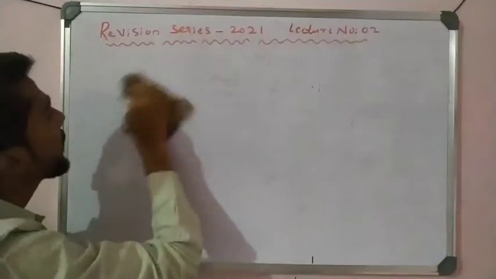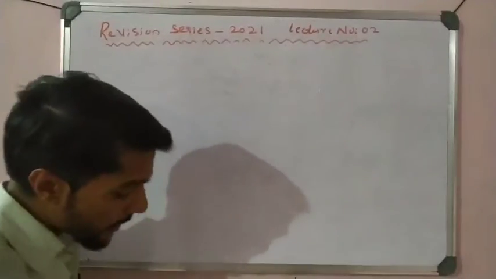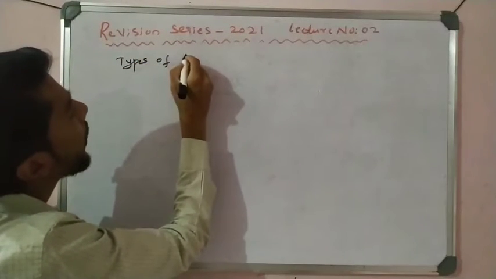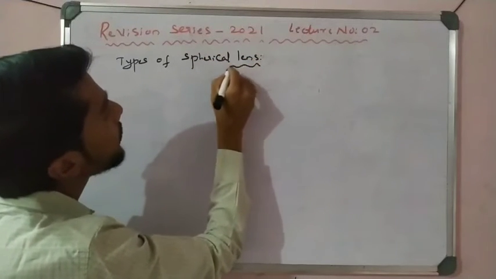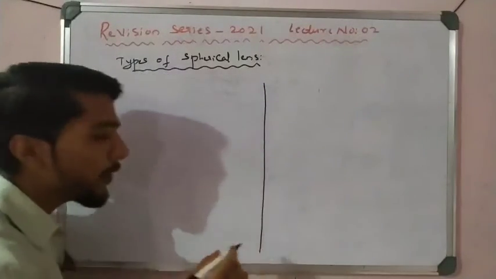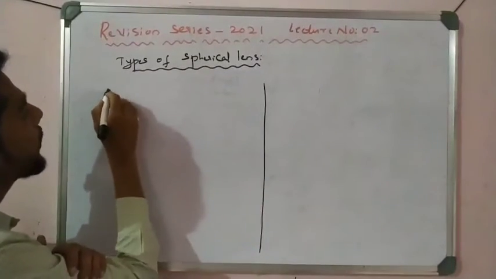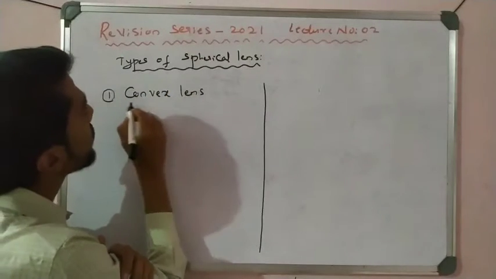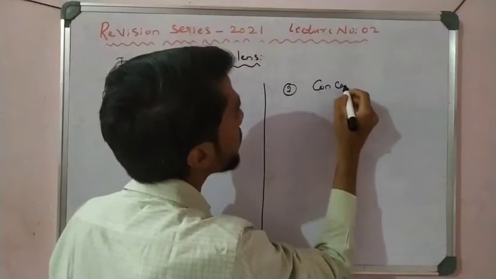There is more chance that they ask this in the examination: what are the types of spherical lens? I can make a column, so that we get both the definition and the difference. Number one, I take the convex lens on one side, and on the other side the concave lens.